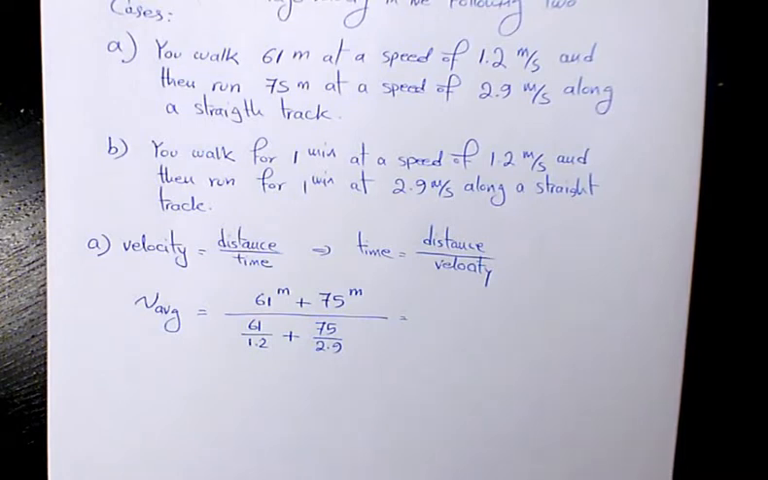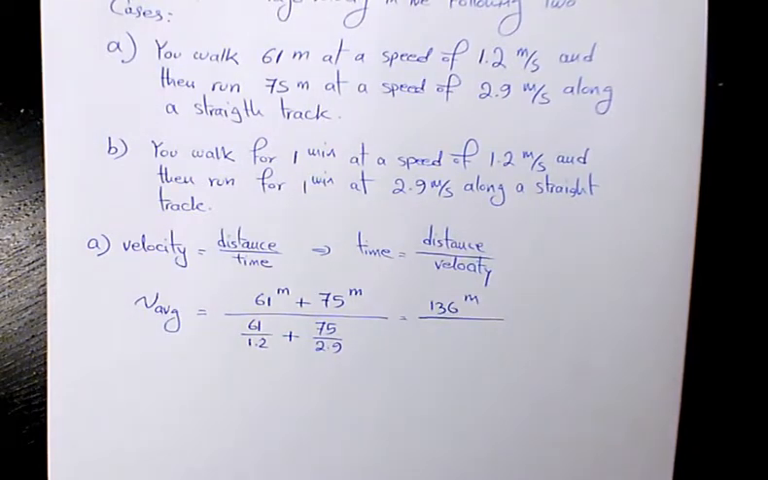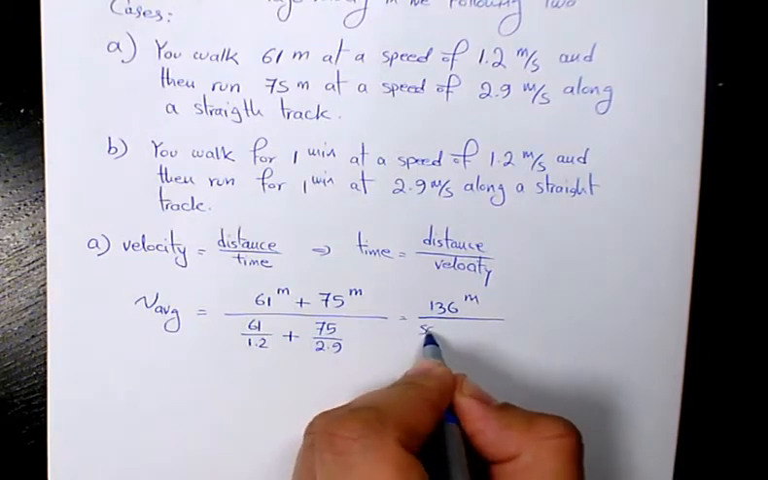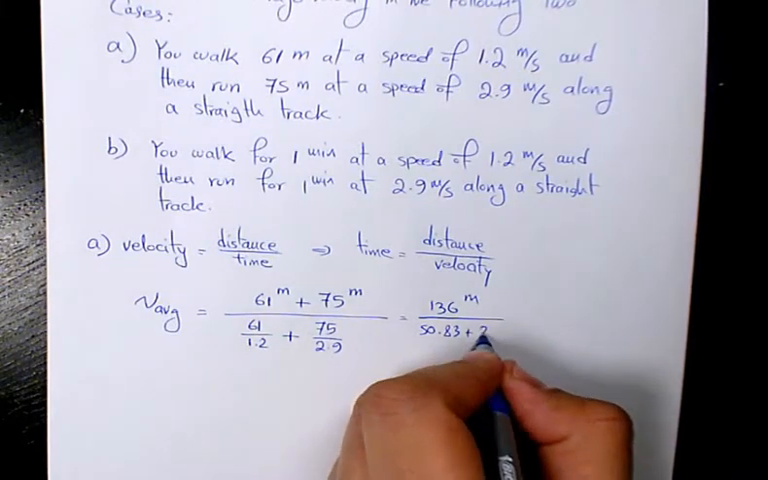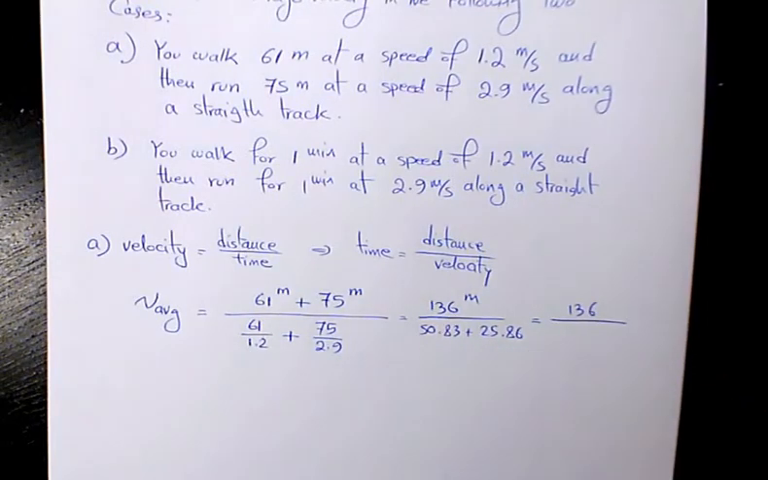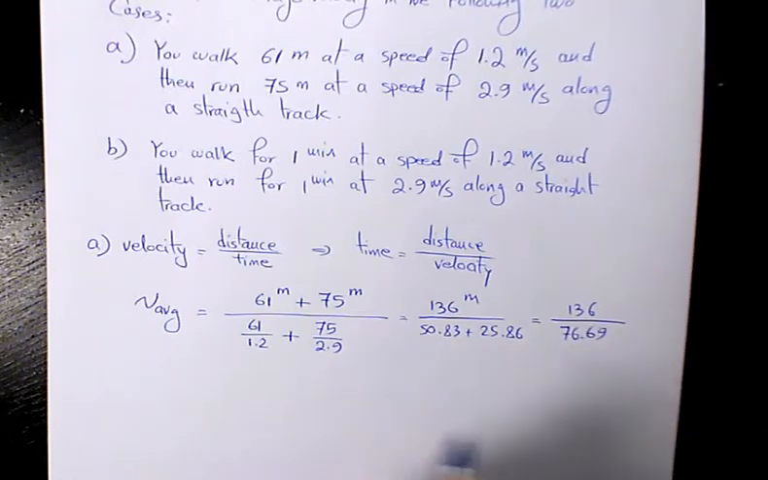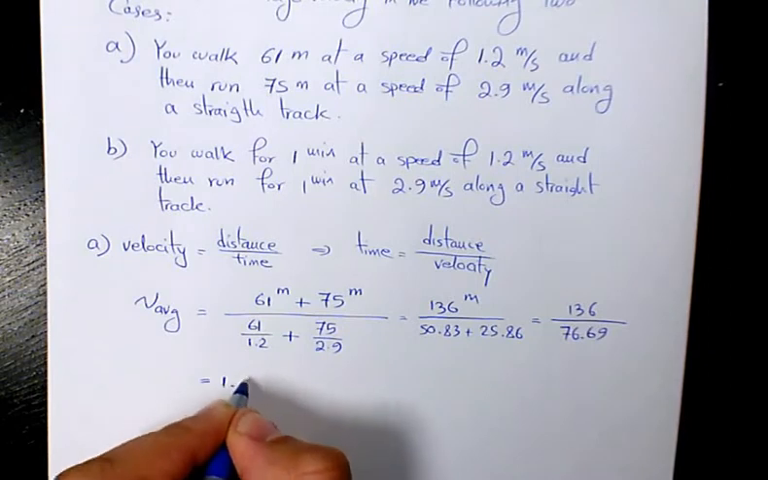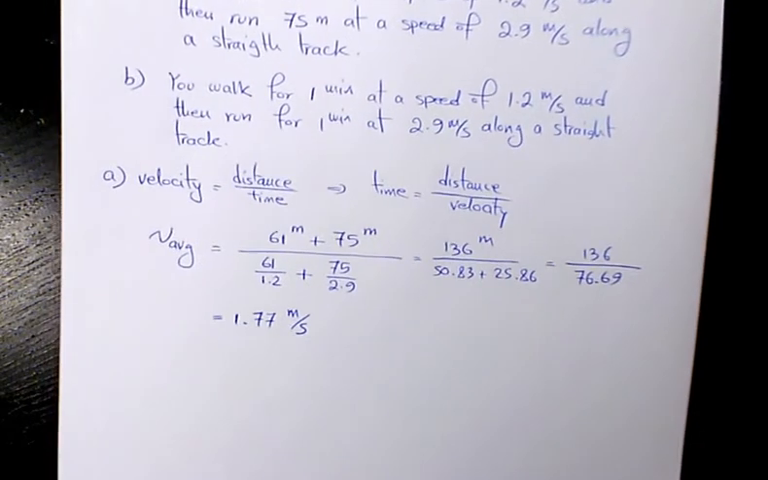So 61 plus 75 is going to be 136. 61 divided by 1.2 is 50.83. 75 divided by 2.9 is going to be 25.86. The sum is going to be 76.69. So therefore it's going to be 136 divided by 76.69, which will be 1.77 meters per second. Now let's do part B.